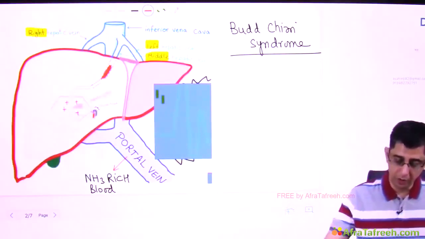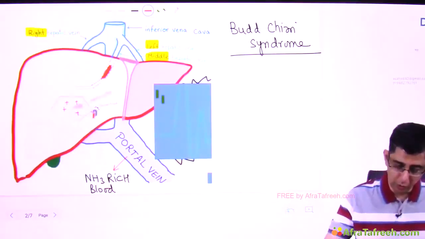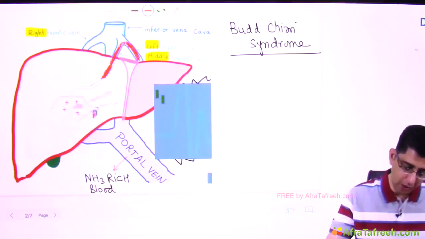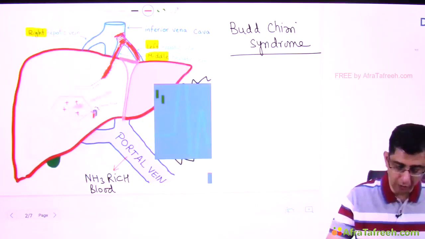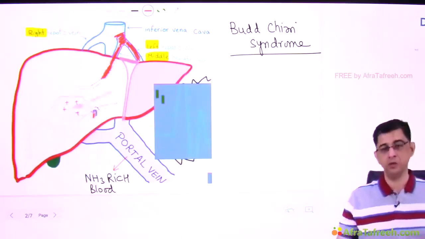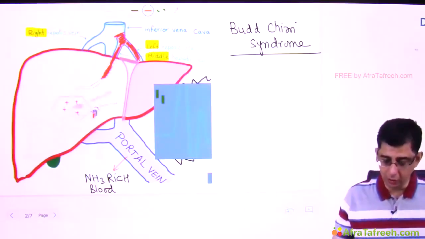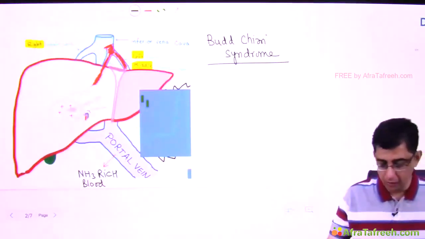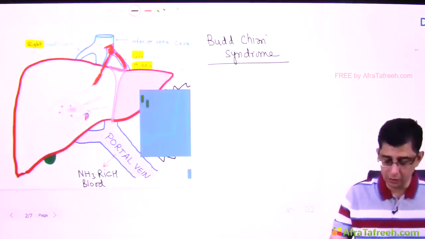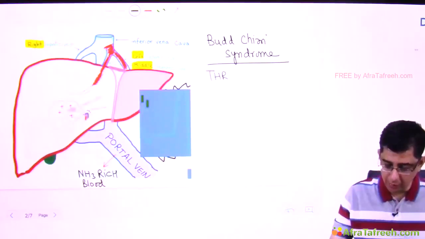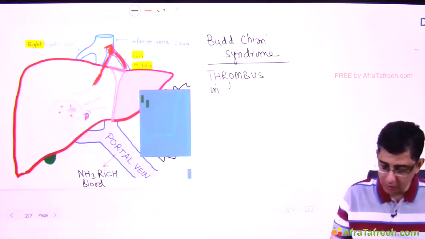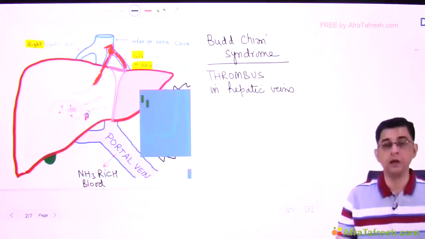For development of Budd-Chiari syndrome, the thrombosis usually starts from one of the hepatic veins, then spreads over to the contralateral hepatic vein, and then involves the inferior vena cava also. So if they ask you in a question what the etiology behind Budd-Chiari syndrome is, the vaso-occlusive thrombus that develops is not primarily in the IVC. The thrombosis occurs in the hepatic veins and can ultimately involve the inferior vena cava.